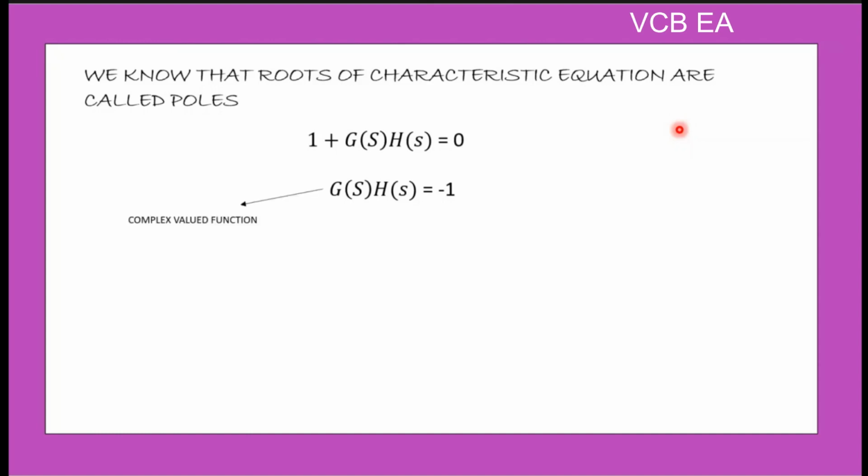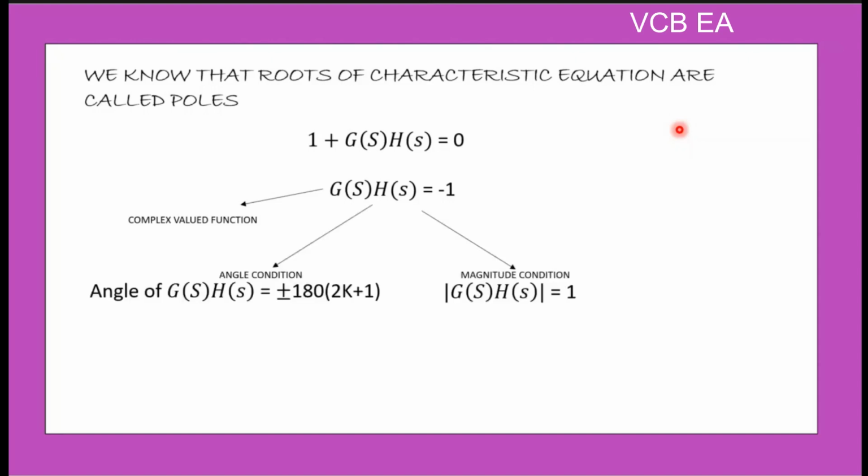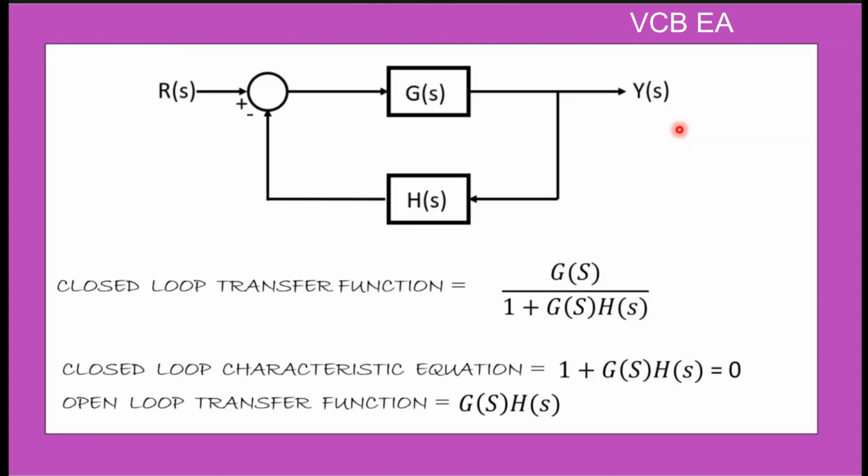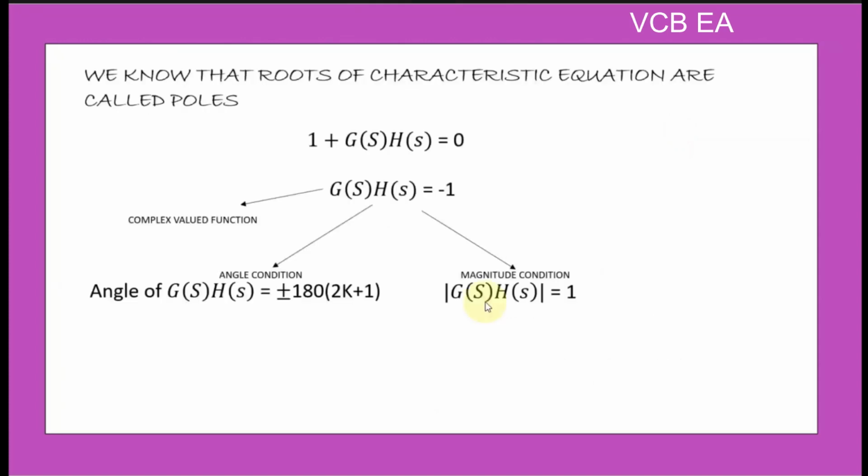For any value of s to be a pole of the system, it must satisfy two conditions. They are the angle condition, also called the phase condition, and the magnitude condition. The magnitude of the open loop transfer function G of S H of S must be equal to 1, and the phase of the open loop transfer function is plus or minus 180 into 2k plus 1. I am calling it the open loop transfer function because, as seen earlier, the open loop transfer function of the system is G of S H of S. Any value of s that satisfies these two conditions mentioned below is a pole of the given closed loop system.